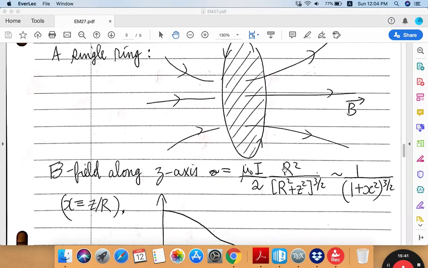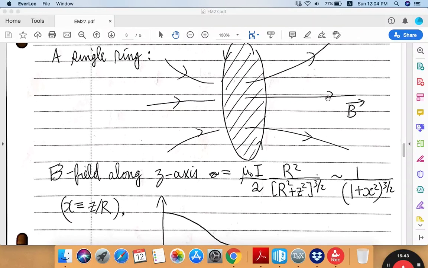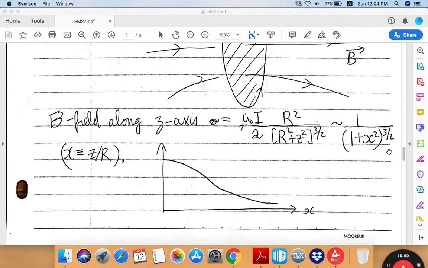And the way that the strength of the magnetic field falls off as the distance from the plane of the ring is this function. So when you plot that on a graph, it will look like that. It's a fairly slowly decaying function, only as the third power of the distance from the ring.